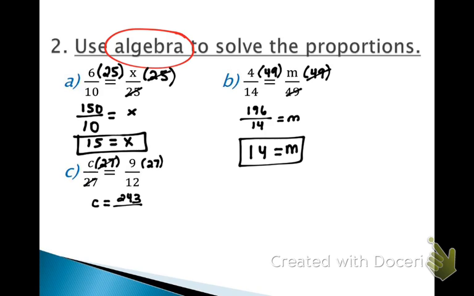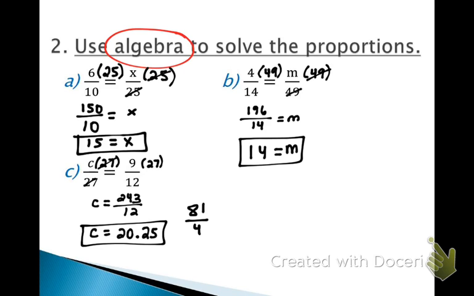243 over 12. What does C equal? 20.25. All right, now, some of you were wondering about whether or not the C would be the fraction that you had found, 20 and 1/4. It was 81 over 4, okay?